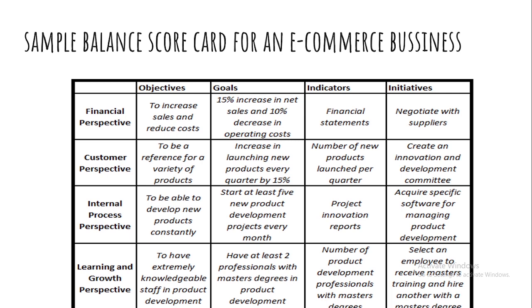What are the objectives of your different perspectives? What goals or targets do you want to achieve? What are the indicators that you would have achieved those targets? And what initiatives are you able to put in place to achieve the targets?